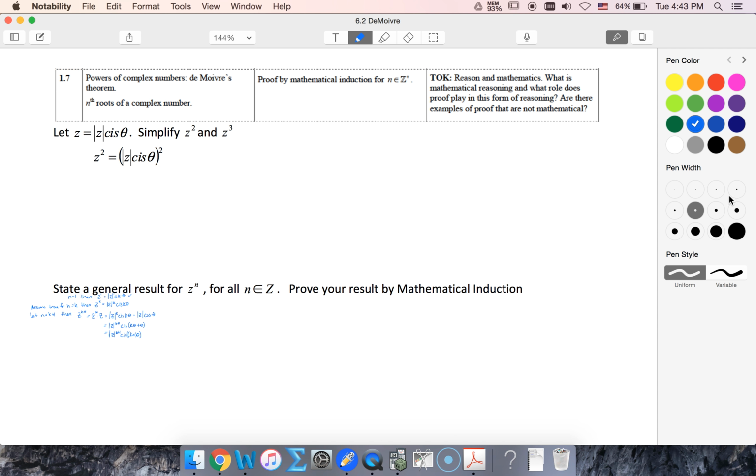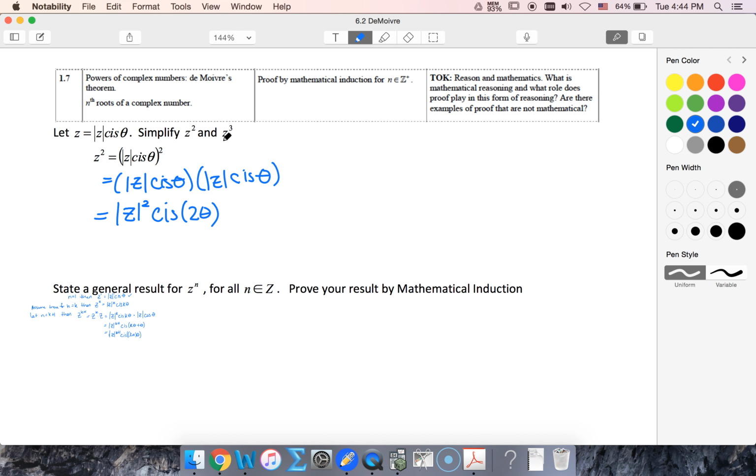So z squared is going to be our complex number multiplied by itself. So I could say that's magnitude z cis theta times magnitude z cis theta. And as we previously learned, I can just take my moduli and multiply them by each other. So I'll get magnitude z squared. And then I take my arguments and sum them. So I'll get cis 2 theta.